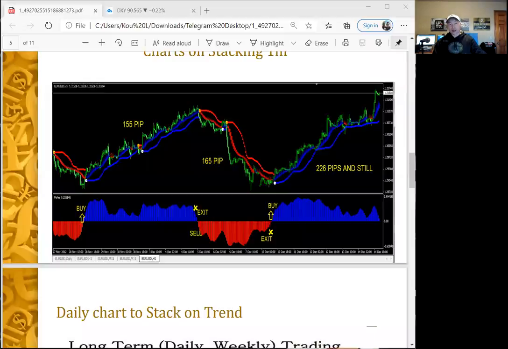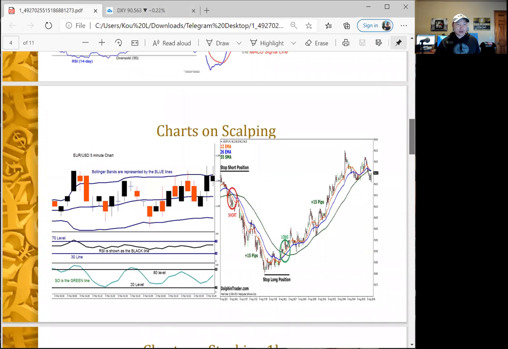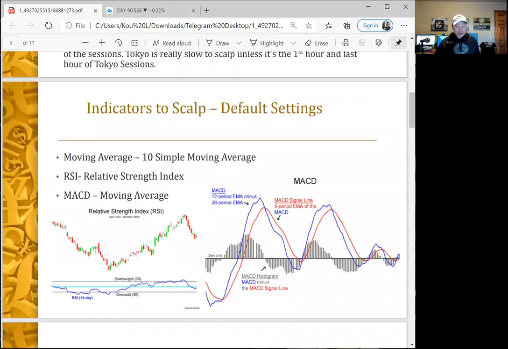So we'll talk about, back to the PowerPoint here. And we're back to the charts on stacking on this slide here. And so I want to reiterate on, yes, scalping indicators. I want to review what I talked about in the last video.